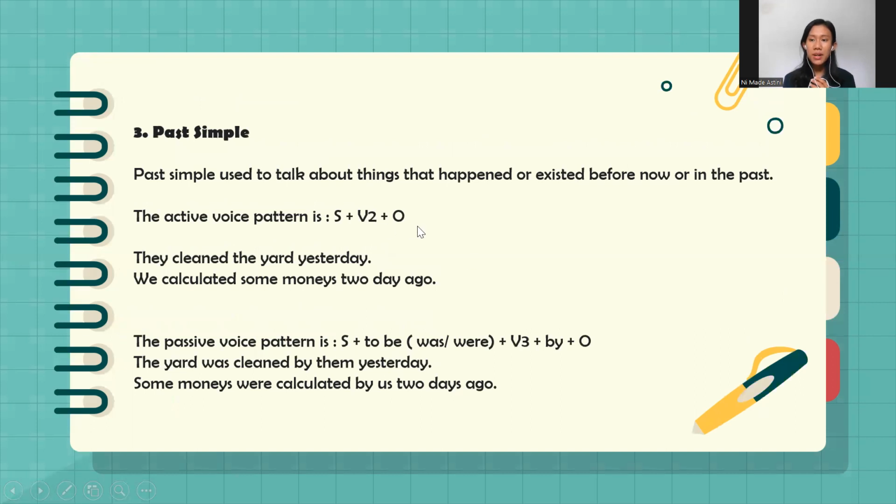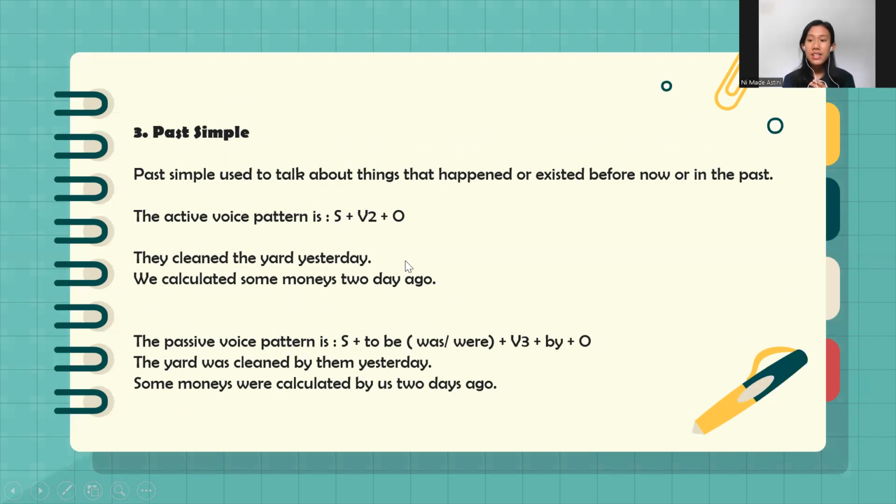The third one is past simple. Past simple is used to talk about things that happened or existed before now, in the past. The pattern is subject plus verb 2 plus object. Example: They cleaned the yard yesterday. We calculated some money 2 days ago. So both of these actions are already finished in the past.